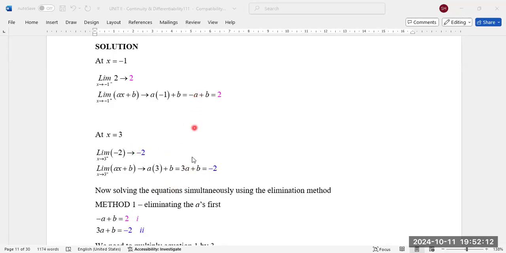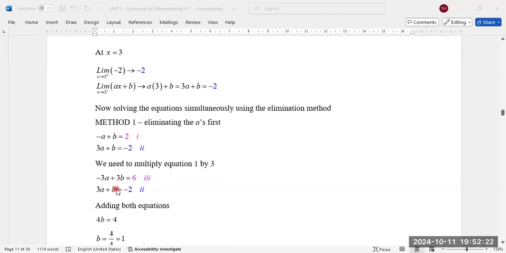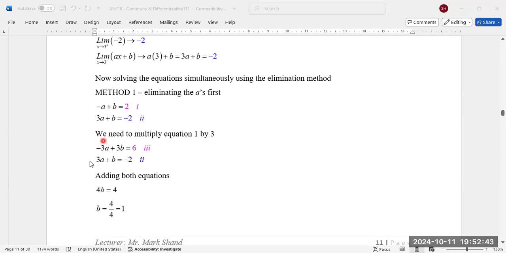And then I'm going to solve these two equations simultaneously. -a plus b equals 2, and 3a plus b equals -2. When I do this, what I did for my solution, it doesn't have to be the same thing, is that I multiply equation 1 by 3. So that is going to give me -3a plus 3b equals 6. And I call that equation 3. Equation 2 remains the same. And then I'm going to add both equations. So why are you adding? I added because I recognize the signs are opposite, so they will cancel out.